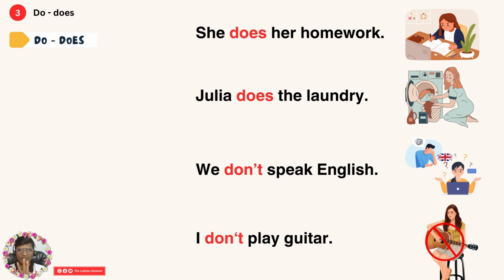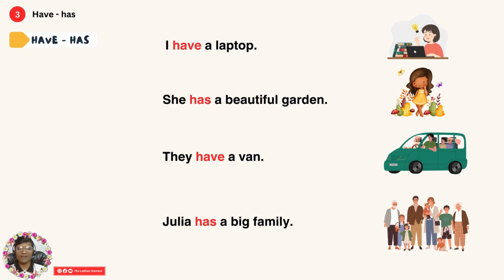We are going to the last, third one: have and has. I have a laptop, right? She has a beautiful garden. They have a van.